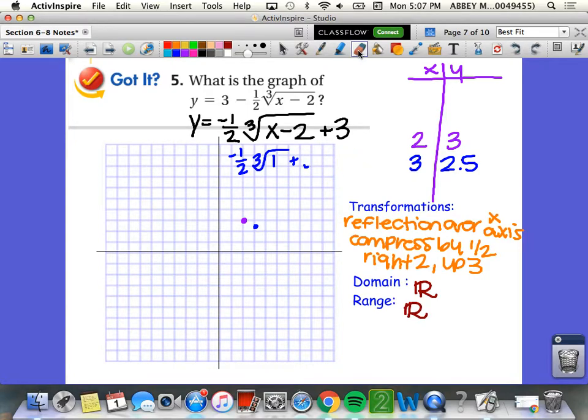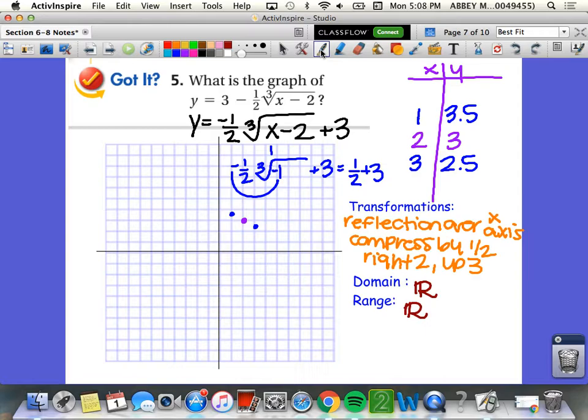Same thing on the other side. If I want to make that go to -1, what am I going to have to plug in to make that go to -1? I'm going to have to plug in a 1. So -1/2 times the cube root of -1 plus 3. That gives me +1/2, because a negative times a negative gives me a positive, plus 3. So when I plug in 1, I get out 3.5. So when I plug in 1, 3.5, there we go. I got my cluster.